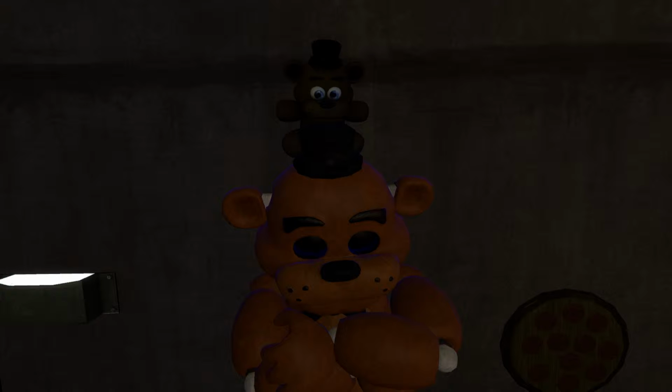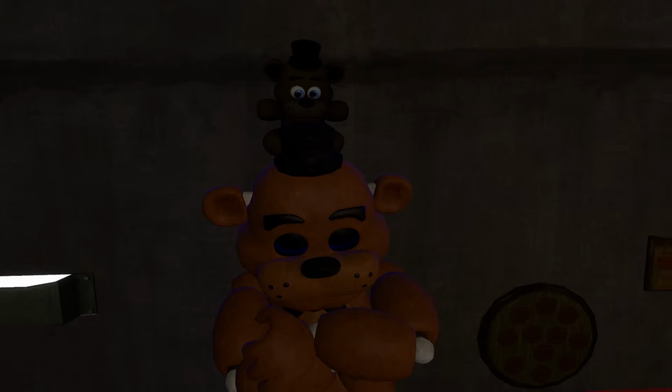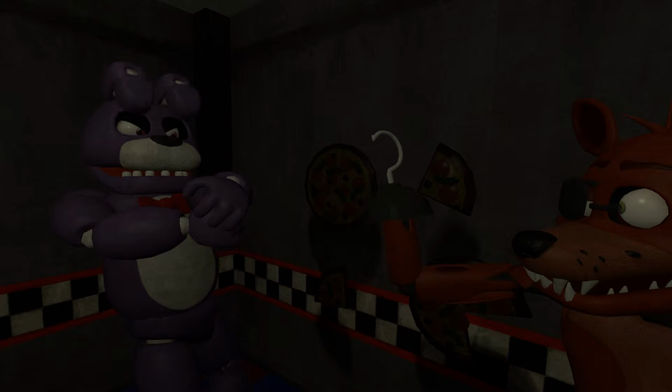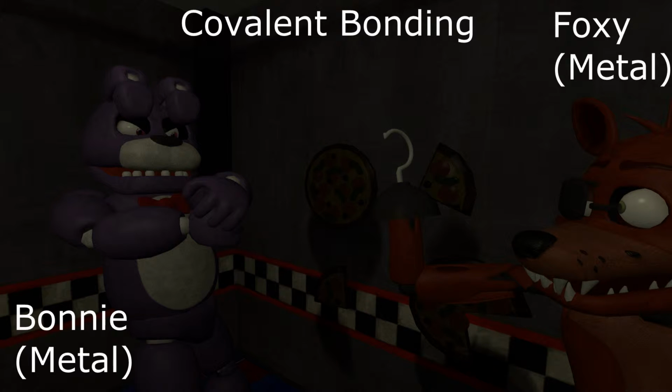Now let's move on to covalent bonding. Uh-oh. It's probably not a good idea to explain covalent bonding in front of these two. However, these two are technically covalent bonds, as they're both metals.